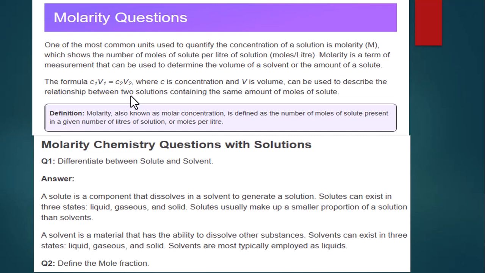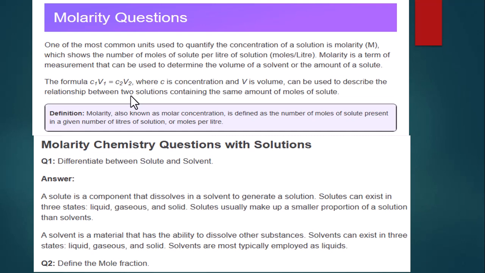Molarity, also known as molar concentration, is defined as the number of moles of solute present in a given number of liters of the solution, or moles per liter. So we have to find the volume of the solvent in terms of liters, and we need to find the solute as the number of moles. Very important.